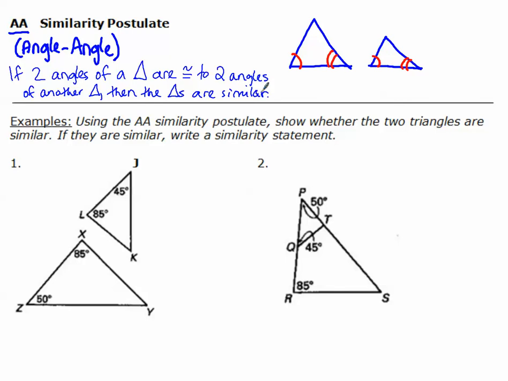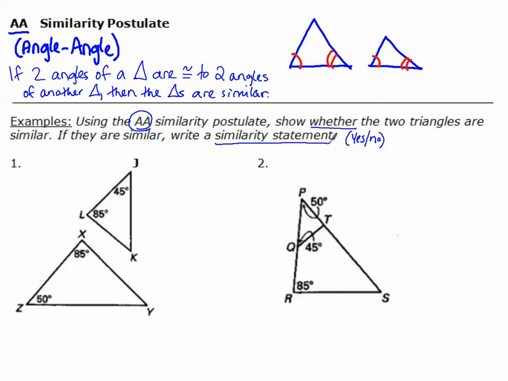Remember, you can pause or rewind the video at any time to get a better look at what we've done. Let's do some examples. Using the angle-angle similarity postulate, show whether the two triangles are similar. If they are similar, write a similarity statement. So it says to use the angle-angle similarity postulate to show whether, so that means it's a yes or no question, the two triangles are similar. So they may or may not be. If they are, we'll write a similarity statement.